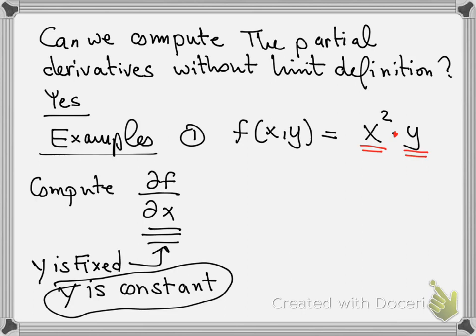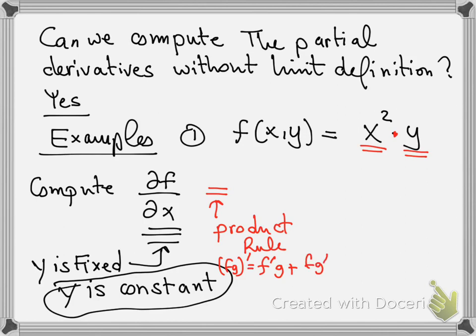If you have a function of a single variable and you have a multiplication, then you use the product rule. So I'm going to do the same here. Remember, the product rule: the derivative of f times g is f prime g plus f g prime. So here, this is like my f, and this is like my g.